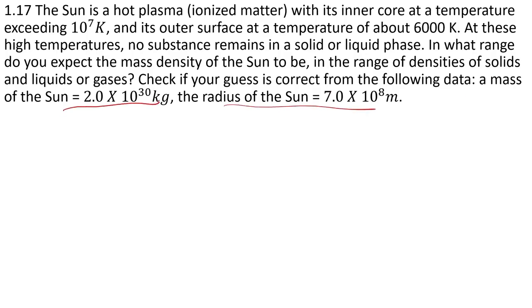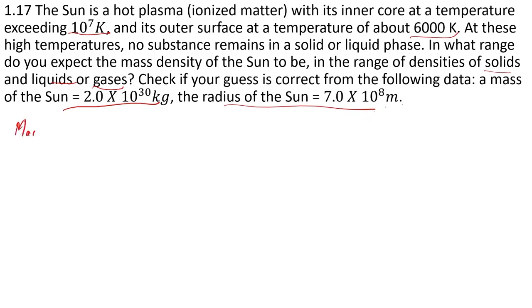mass of the sun and radius of the sun. So we have to calculate the mass density of the sun, and we have to comment whether it is in the range of solids, liquids or gases. Also, the question mentions that the sun is at very high temperature, and at this high temperature no substance remains in solid or liquid phase, everything is gaseous. So let's find out the density first.